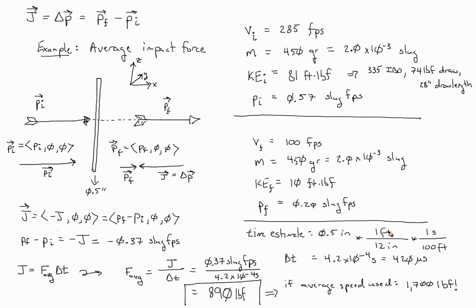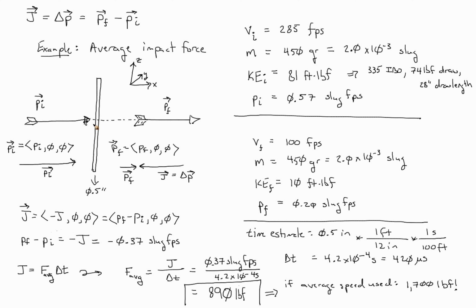So 0.5 inch, convert that to feet, and then 100 feet per second. That's 4.2 times 10 to the minus 4 seconds, or about 420 microseconds, about how long it takes the arrow to actually punch through this board. So we rearrange this equation. If we take the magnitude of the impulse and divide it by the time, 0.37 slug feet per second divided by 4.2 times 10 to the minus 4 seconds, that's 890 pound force, and that's the average force.